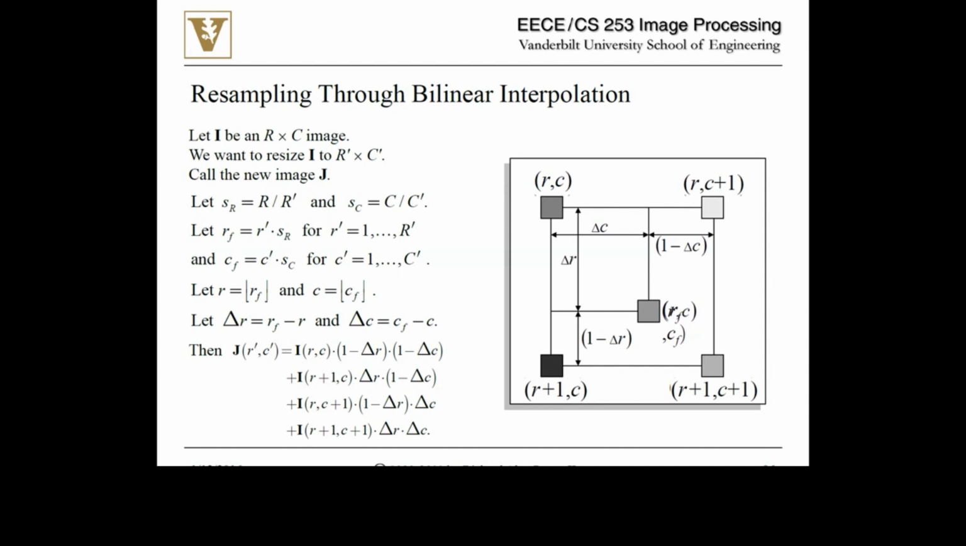What about this one? For that one, delta R will be 1, delta C will be 1. So this is 0 because delta C is 1, this is 0 because delta R is 1, and these both are 1. So I'm copying from R plus 1, C plus 1. That is what I want, you see? So this weighting scheme is giving more weight to the samples that you have closer. And that is what we were doing before.